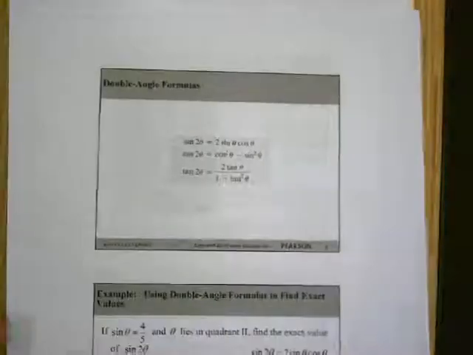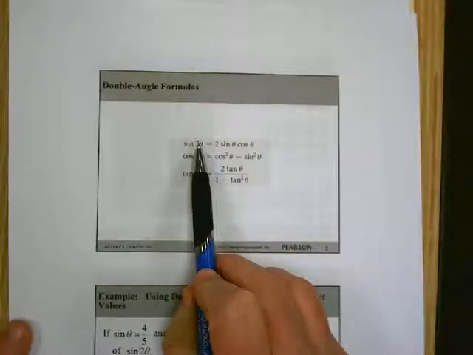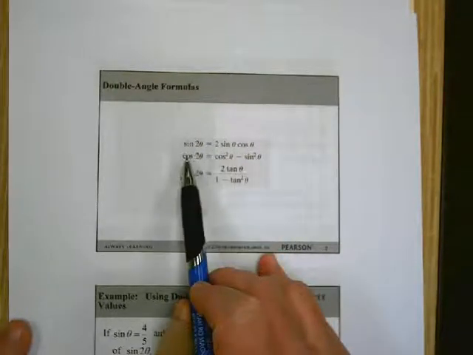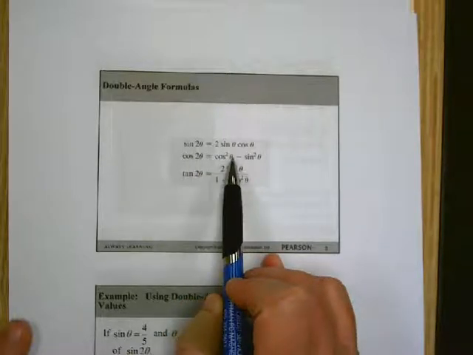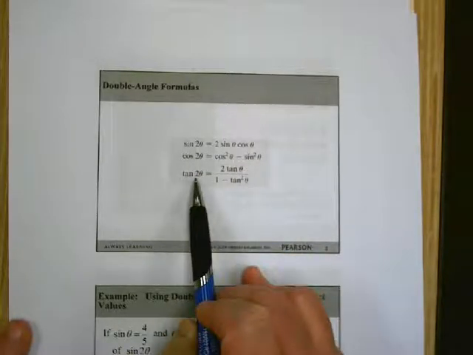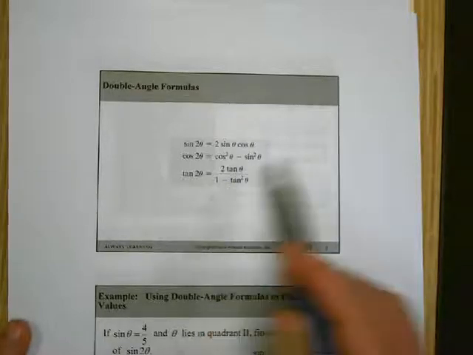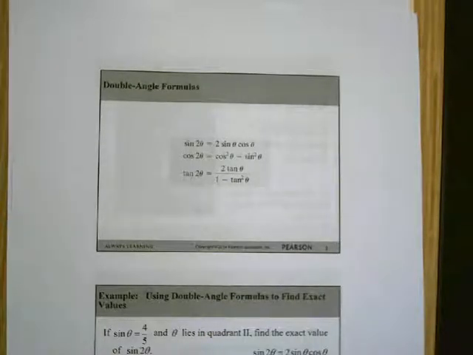We have sine of 2 theta is equal to 2 sine theta cosine theta. Cosine of 2 theta is cosine squared minus sine squared, and tangent of 2 theta is 2 tangent theta over 1 minus tan squared theta. We're going to look at some examples over where you can use these double angle formulas.